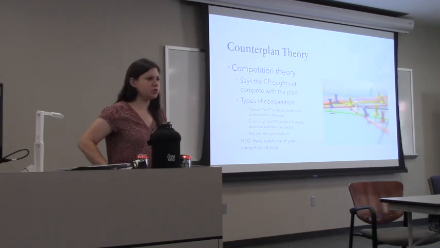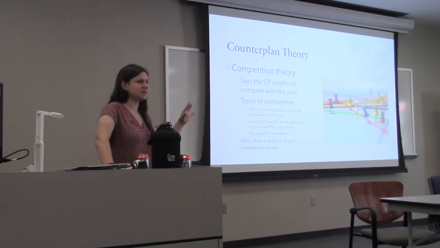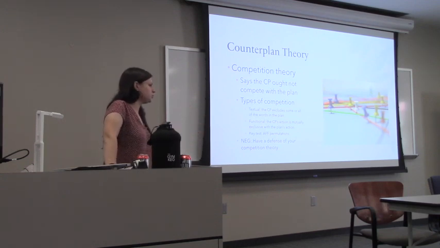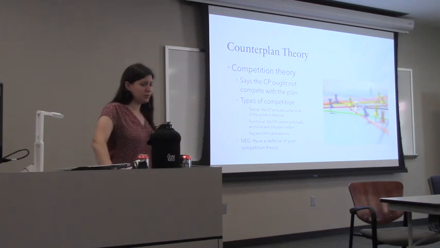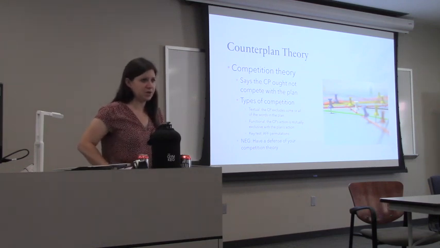Parker brought this up, but there are two types of ways that a counterplan can compete. Beyond mutual exclusivity and net benefits, the way that the counterplan can be demonstrated to be mutually exclusive, two ways of going about that or of thinking about that. The first is textual competition. Textual competition means that the counterplan excludes some or all of the words in the plan.